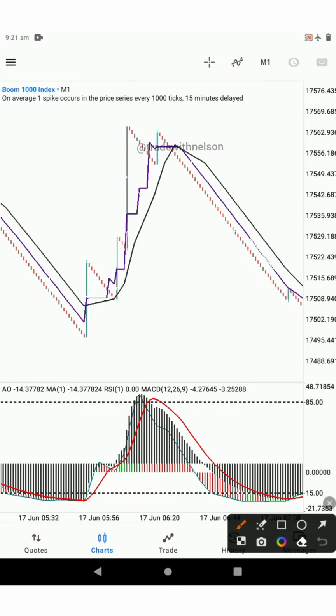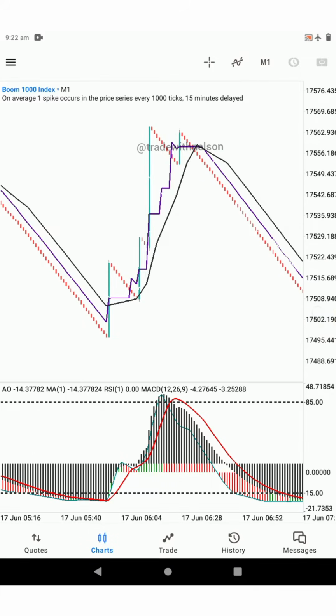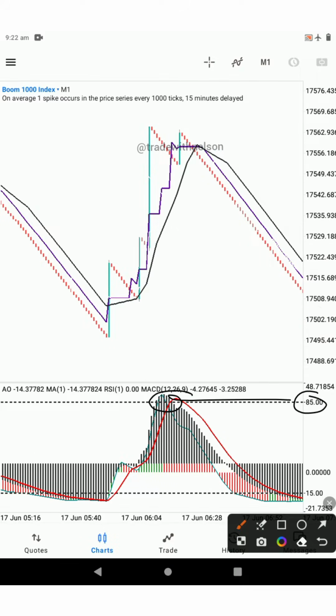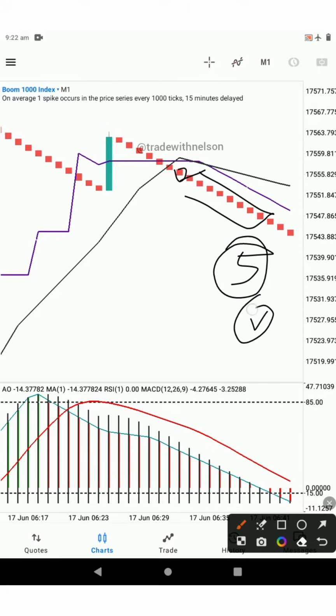This is another one at this point. You want to see a long spike. Then the spike should push this Awesome Oscillator and the MACD into the 85 level. So you have its entry into the 85 level here. You wait for the cross of the moving average, one candle below. Enter your sell and count your 5 candles. You see how market delivers that.